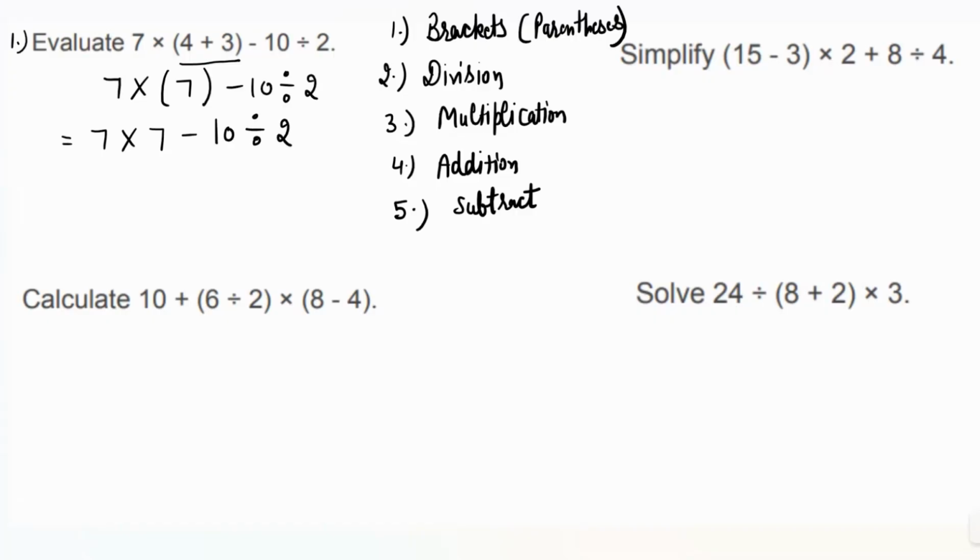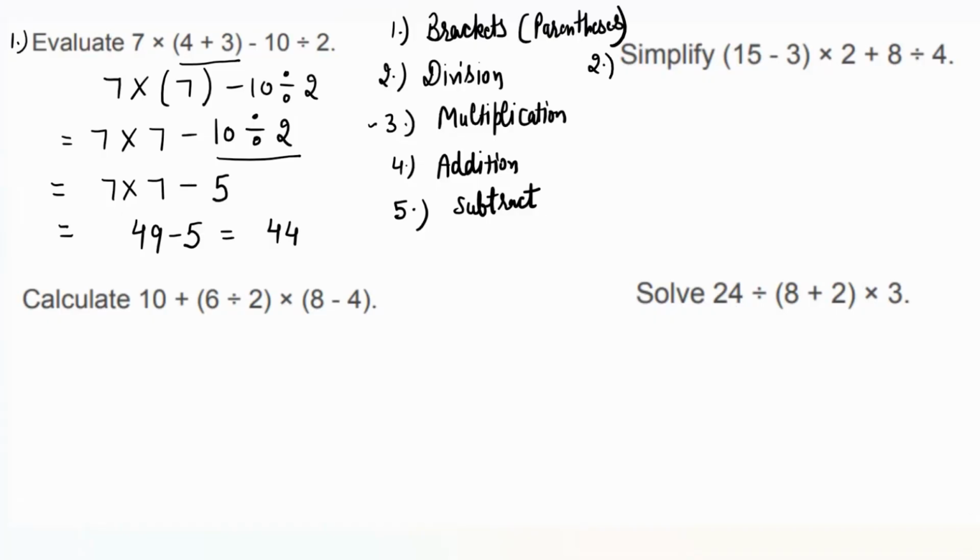Now, after this, we have to solve the division. So, let's solve it. We'll write down 7 times 7 minus 10 divided by 2 is 5. Now after this we have multiplication, we have subtraction. So from the order, if you can see, multiplication comes first. So now we have to solve the multiplication. So 7 into 7 is 49 minus 5, which is equal to 44. So that's the answer for question number 1.